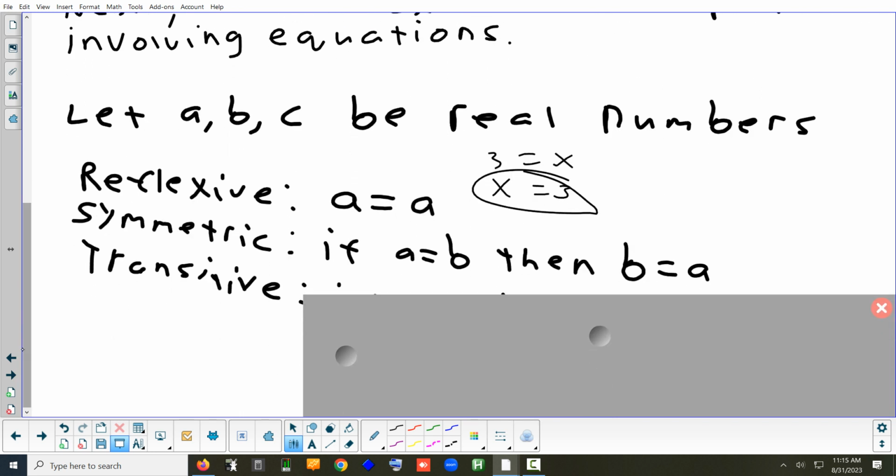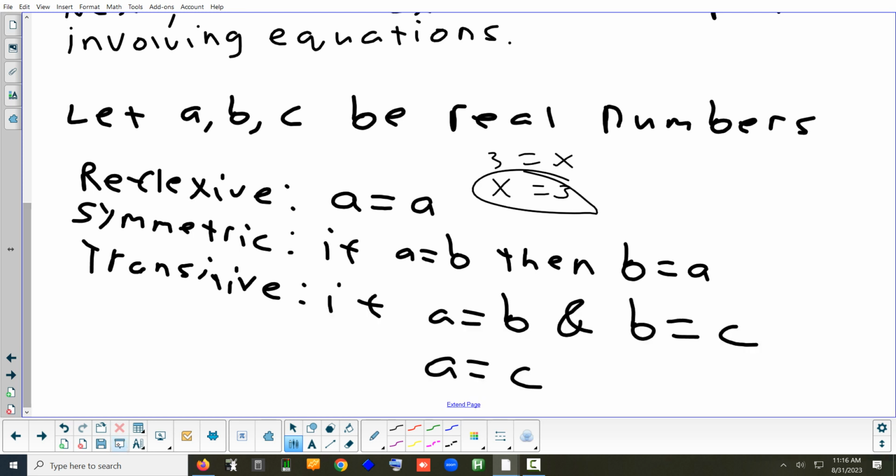And how about transitive? Anybody know that one? Yeah, Joe? It's like if A equals B and B equals C, then A equals C. Yep. When you have like a chain of things, it can be as little as 3 things. It can be as many as hundreds of things. But if A equals B and B equals C, then that means A must be equal to C. Okay. Questions on those?